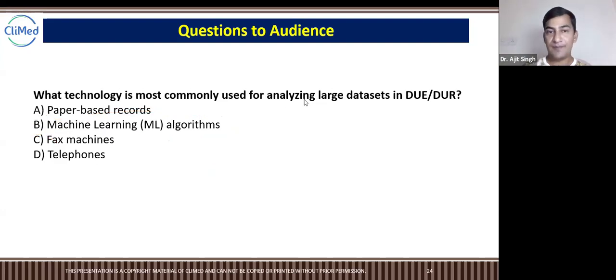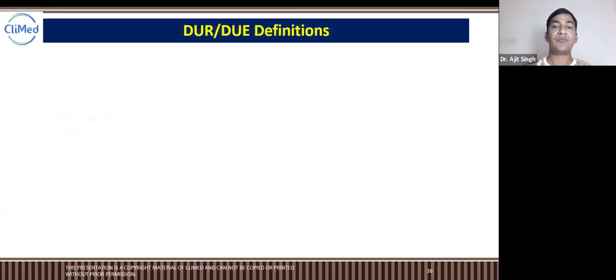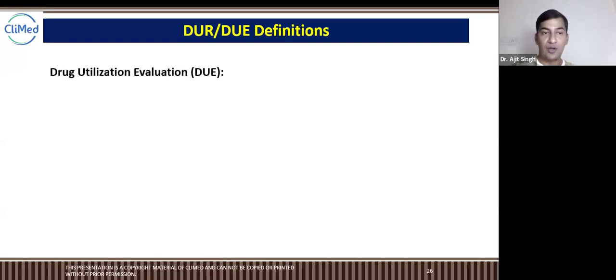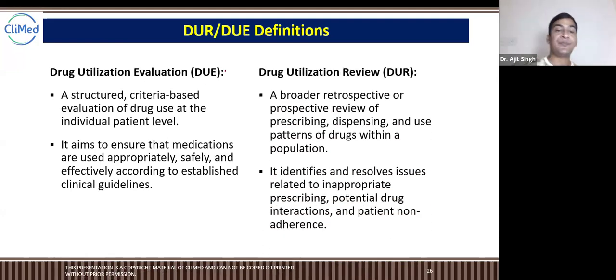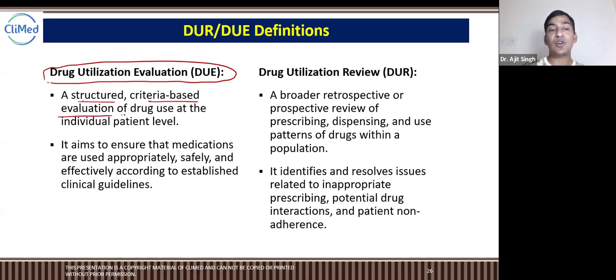Now let's come to the study part. What we are going to cover today: first, understand the differentiation between DUE and DUR. So first let's understand DUE and DUR both. If I'm talking about DUE, drug utilization evaluation, guys, focus. When it comes to the definition, it is a structured criteria-based evaluation of drug use at the individual patient level. Individual patient level, not at the population level. DUR, again, is within a population or community or a group of patients.